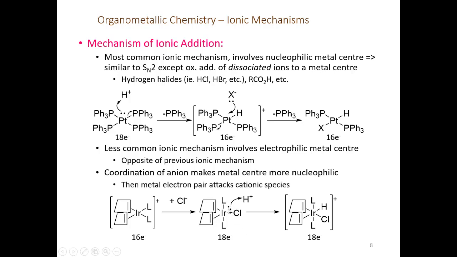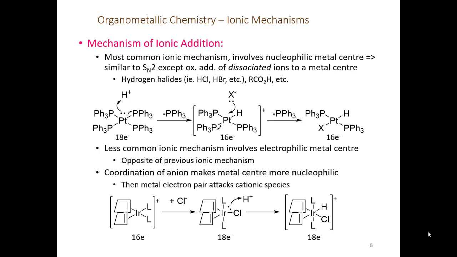And then an electron pair on the iridium attacks a proton, oxidizes the metal center, increases the charge of the product, and generates an 18 electron complex because you're forming a new metal ligand bond, but you're also oxidizing the metal center at the same time.